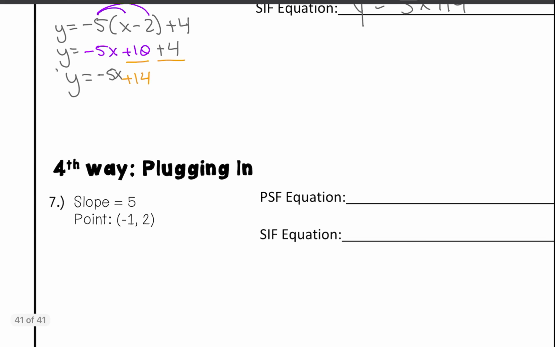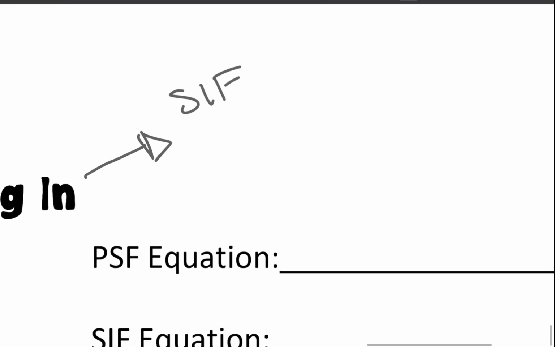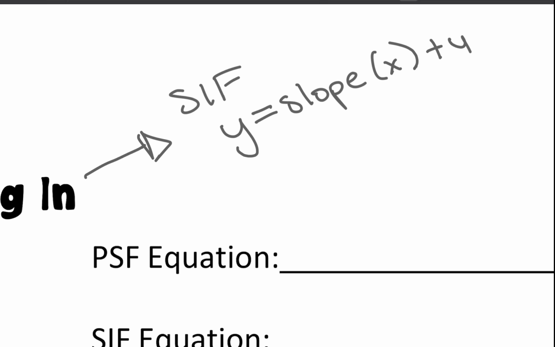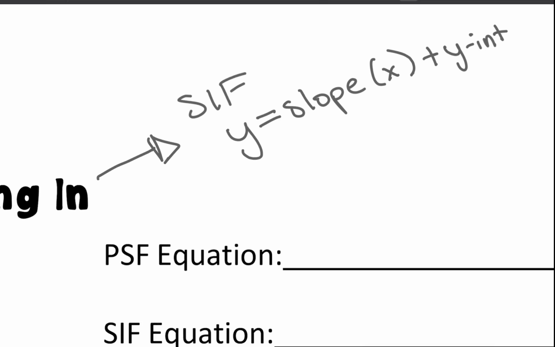All right, the next way is to plug in. But before we can plug in, how do we figure out slope-intercept form? Well, slope-intercept form is written as y equals the slope times x plus the y-intercept. Okay, so this is what we're going to use to plug in.